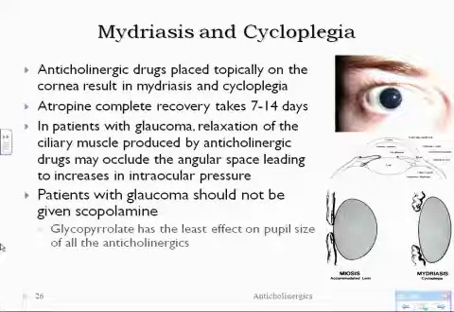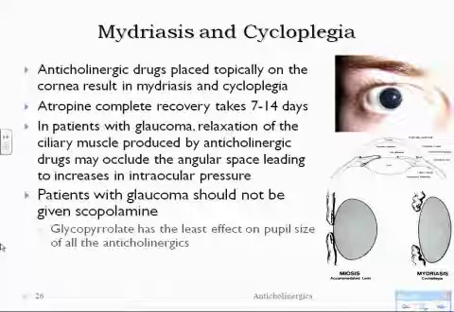So this is one of the agents where you do not want to give it to a patient who has glaucoma, because when you relax the ciliary muscle, it may actually occlude the angular space, which is right here. This is where the intraocular fluid is being produced or drained, and if you occlude that, then the intraocular pressure increases and makes the glaucoma worse. Patients with glaucoma should also not be given scopolamine, and that's a big concern.